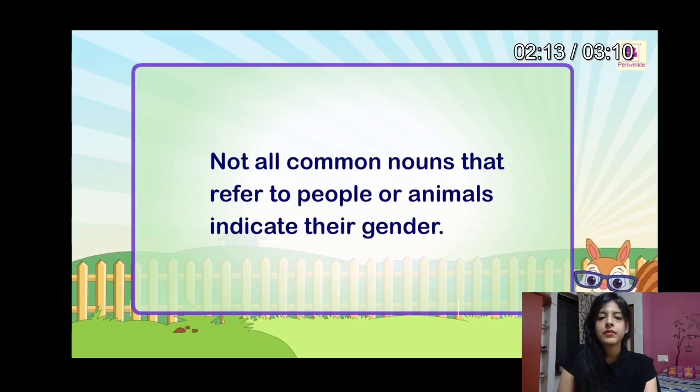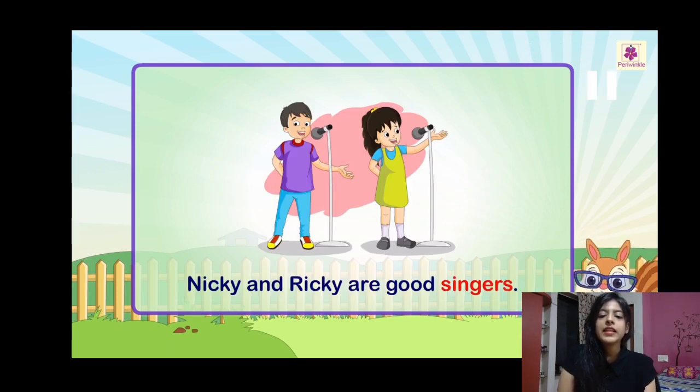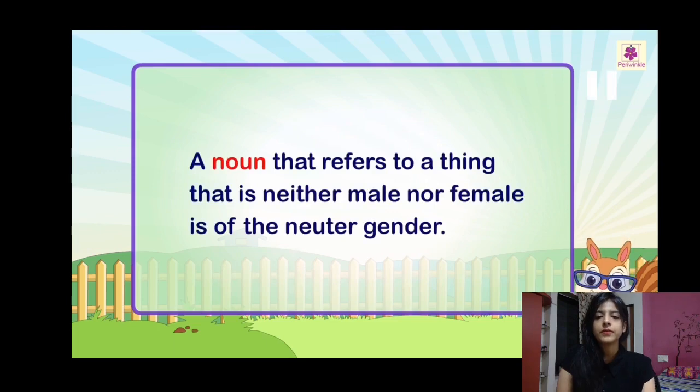For example, Nikki and Ricky are good singers. So singers is the noun because it is a general name of a person. Nikki and Ricky, one is a boy and one is a girl. They both are good singers. So singers is a noun which can be used for both Nikki and Ricky, that means a male and a female. So it is a common gender noun.